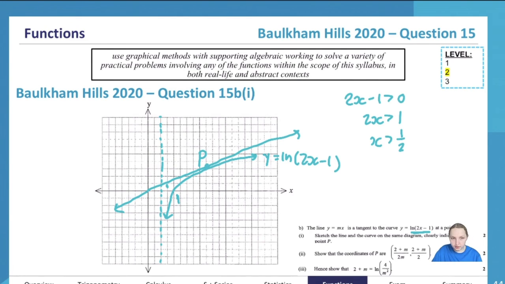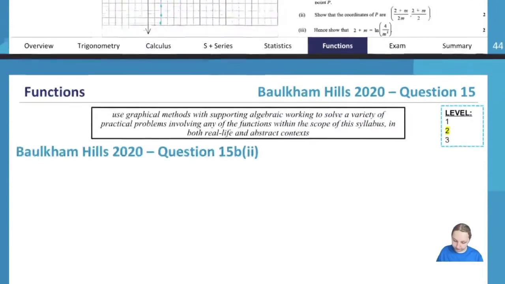We can also work out the same thing. Our 2x minus 1 equals 1, so that we can work out our x-intercept, which is why we get this x-intercept of 1. Yeah, pretty much that's all you need to do. Probably should label the origin as well. Yeah, cool. 2 marks there.